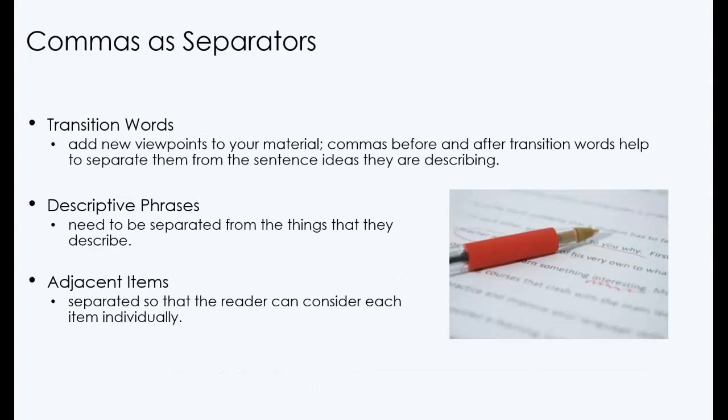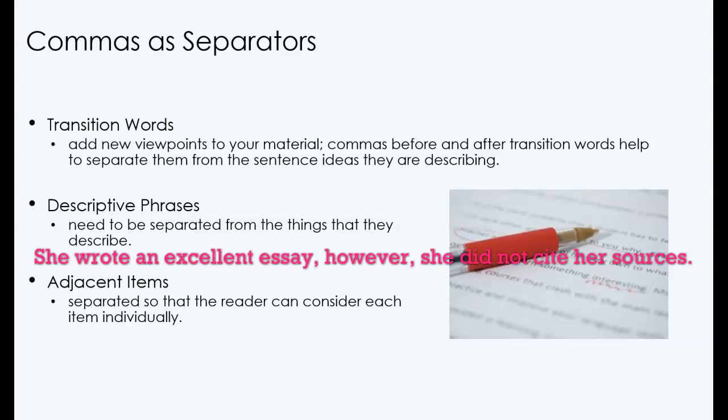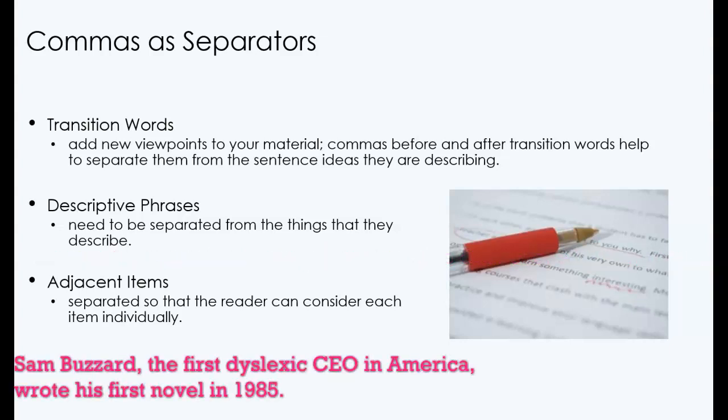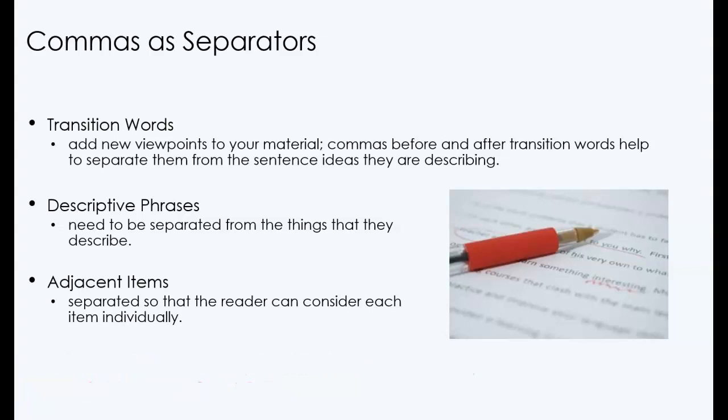Now we're going to talk about commas as separators. Transition words add new viewpoints to your material. Commas before and after transition words help to separate them from the sentence ideas that they are describing. Descriptive phrases need to be separated from the things that they describe, and adjacent items separated so that the reader can consider each item individually.